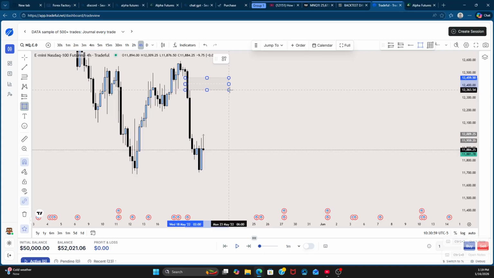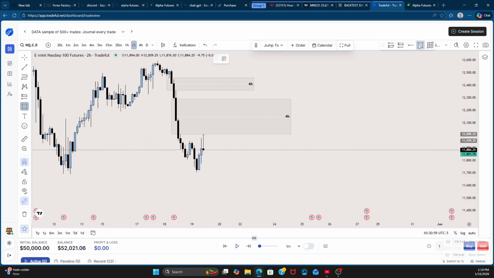Am I even going to remember my bias coming into this? The 4 hour here. We're playing into a 4 hour up here. Oh yeah, because we manipulated into this 4 hour. So we get a manipulation into a 4 hour here. We had 2 hours in here as well. Beautiful. A nice little mech short.